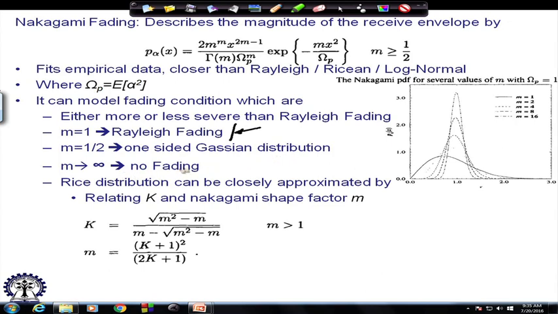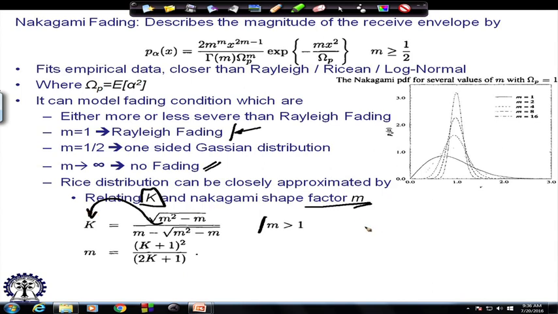For m equal to infinity, there will be no fading, just like the Rician distribution, and the Rician distribution can be closely approximated by Nakagami-m by relating k, that means the Rice factor, to the Nakagami shape factor, which is the m in all these expressions. For example, if you take k equal to the square root of m squared minus m, divided by m minus the root of m squared minus m, for m greater than 1, you could map a value of m corresponding to a certain value of k.